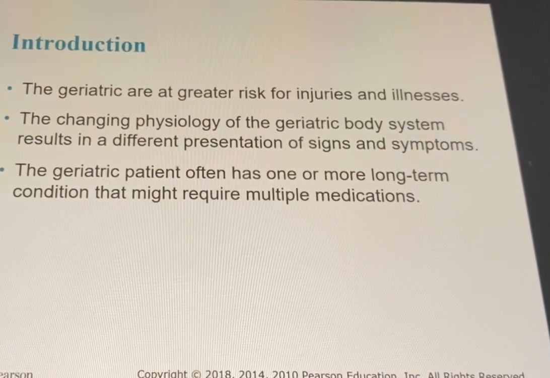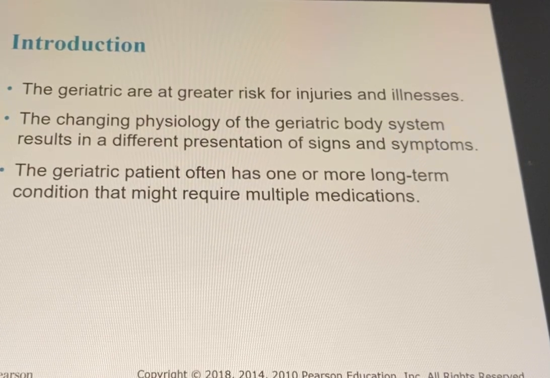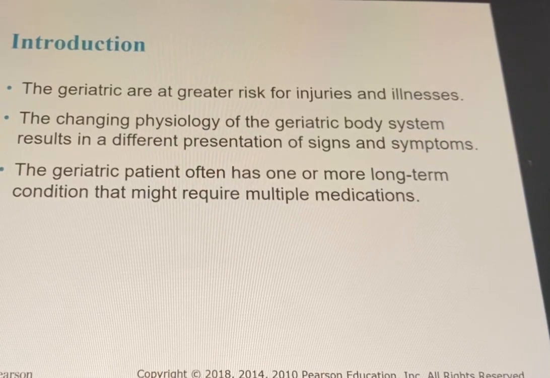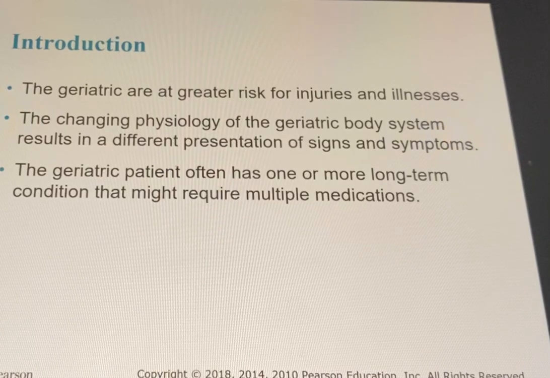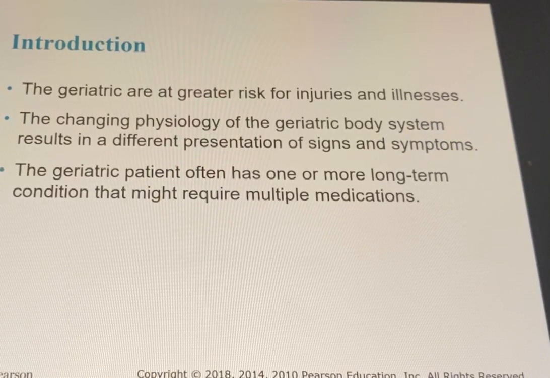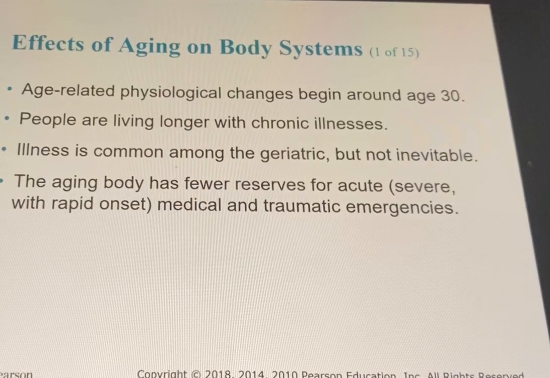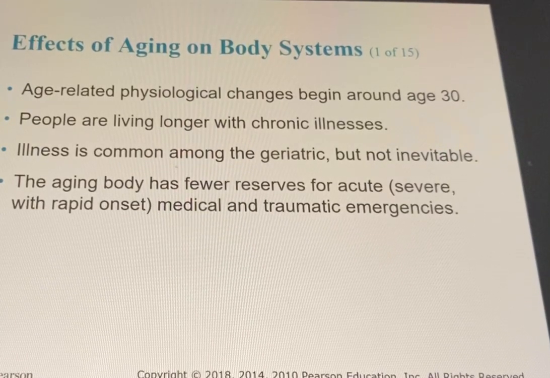Geriatrics are at greater risk for injuries and illness. The changing physiology of the geriatric body system results in a different presentation of signs and symptoms. The geriatric patient often has one or more long-term conditions that might require multiple medications. Some of the age-related physiological changes begin around age 30.